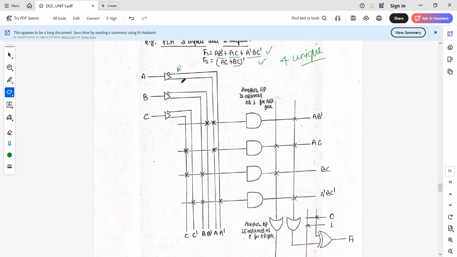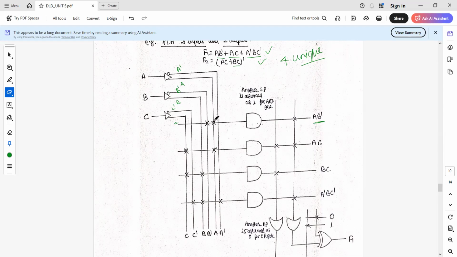This is the A dash, this one is the A. Similarly here, this is the B dash, this one is the B. Again here C dash, and this one is the C. So since here we have a programmable AND array, we are using the symbol of the logic array. So this first one is going to represent the AB dash.